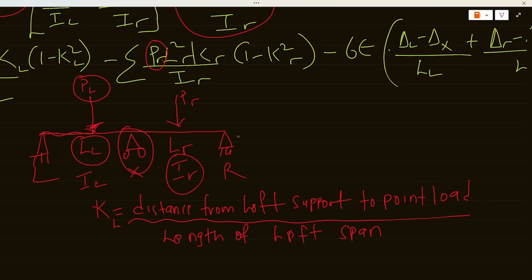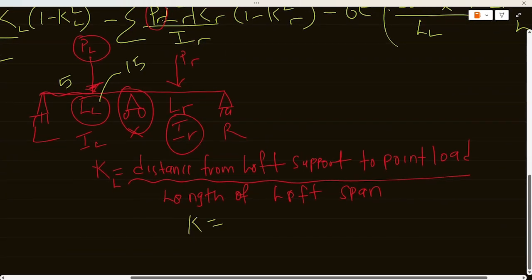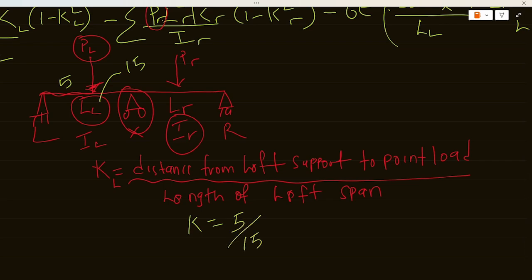What am I saying? Maybe back to this expression now, back to our diagram. Maybe if we have 5 here, and the total length of this span is equal to 15. So K would now be 5 over 15. That is the distance from this left support to the point load over the length of the left span. Similarly, the same thing applies to K for the right part of the span. It's just the same, just the subscript that has to change, guys.